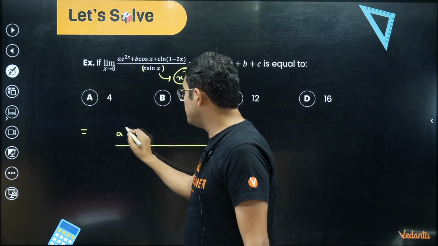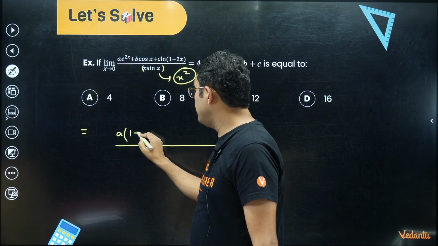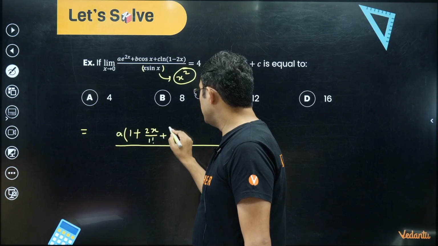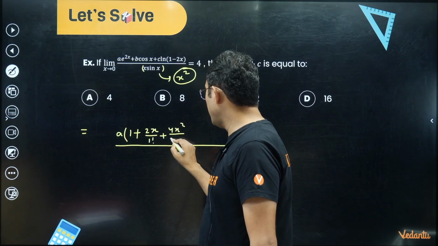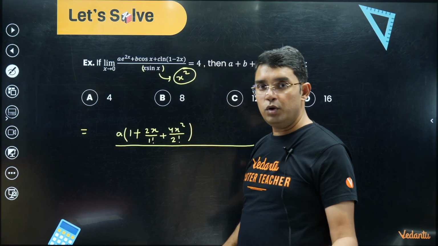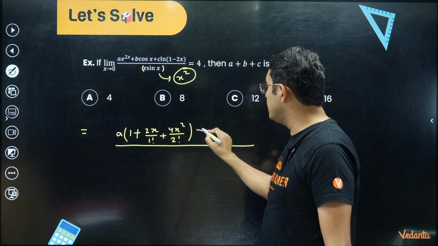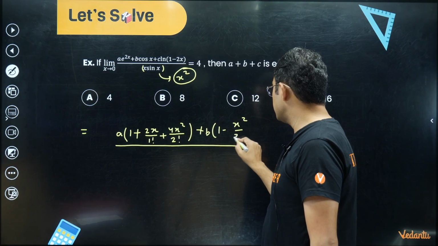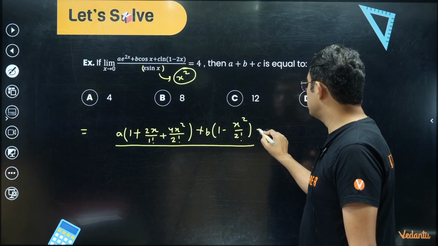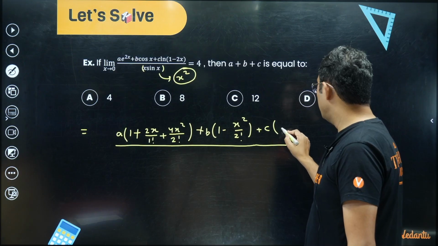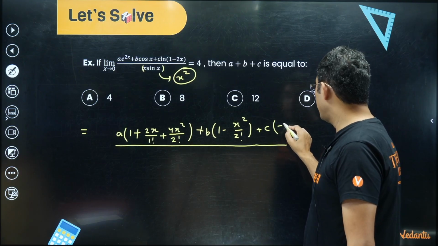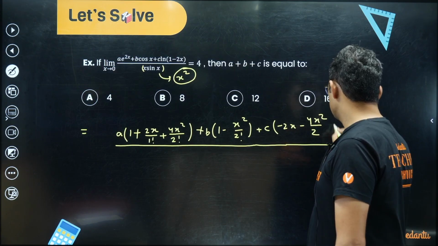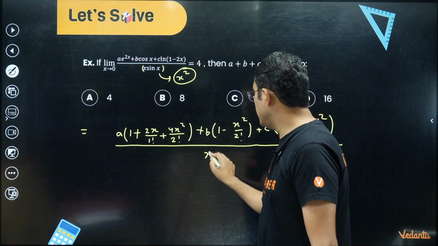So what is the expansion of e^(2x)? I think 1 plus 2x upon 1 factorial plus (2x) whole square, that is 4x square upon 2 factorial. I think only two terms are needed because in the denominator we have x square. Plus b into cos x, so it will be 1 minus x square upon 2 factorial, plus c into ln(1 − 2x), so it will be minus 2x and minus (2x) whole square upon 2. So this will be the expansion of this, upon x square.